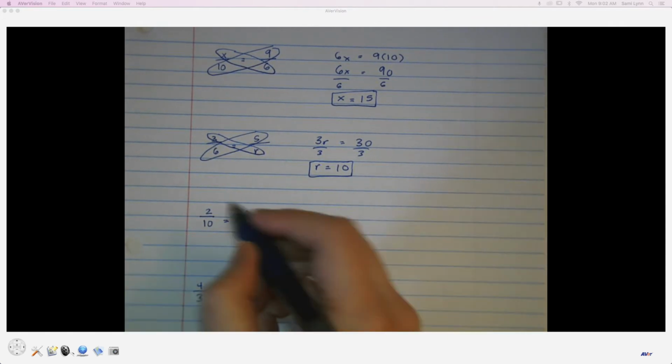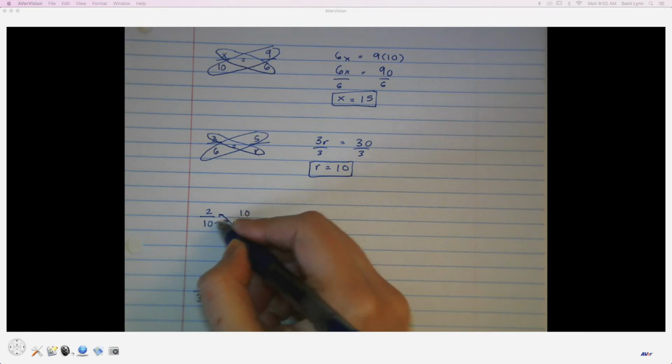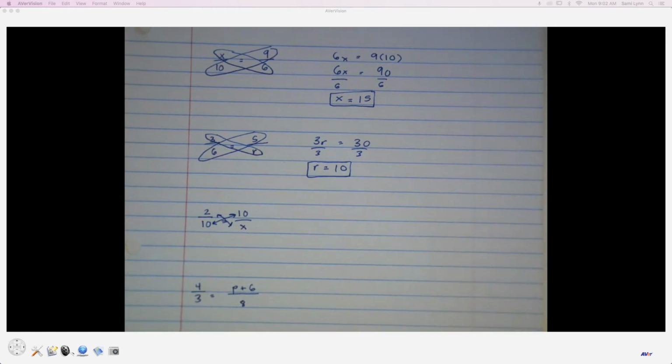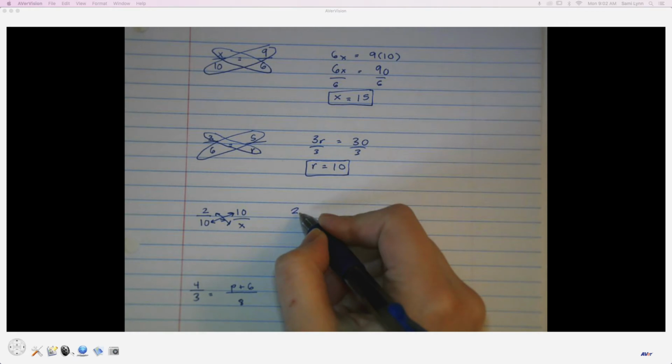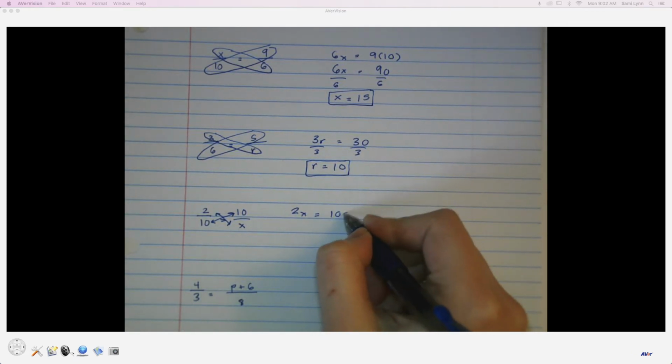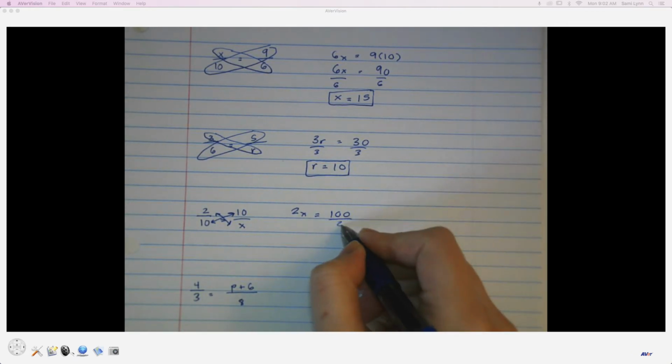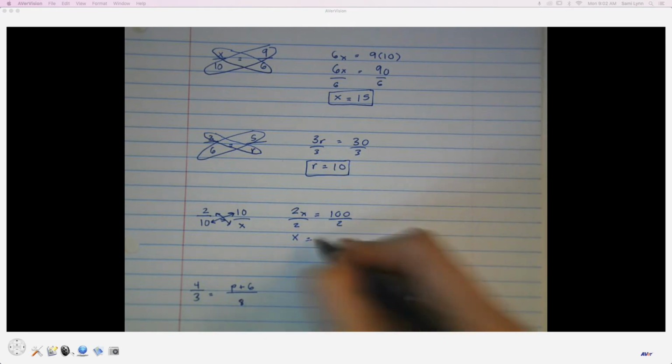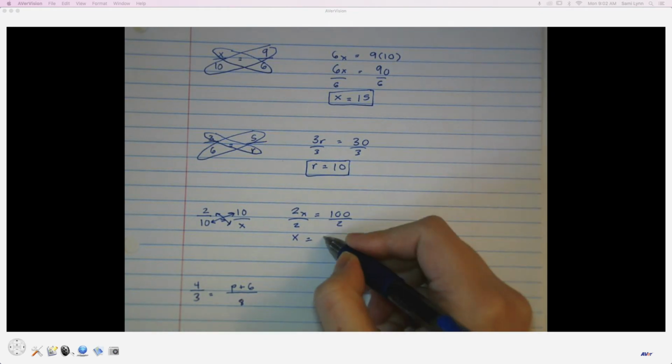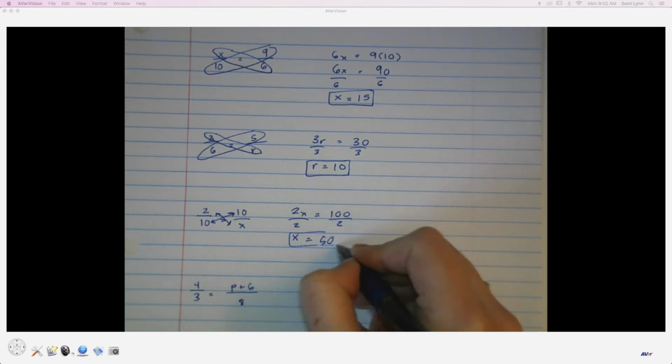Alrighty, again, let's cross multiply. I'm just going to divide my work like this this time. You can also draw it. You don't have to draw it at all, but it does help me to make sure I am comparing the correct thing. So I'm going to get 2x. 10 times 10 is 100. Divide by 2 on both sides to get x by itself. 100 divided by 2 is 50, so I get x equals 50.